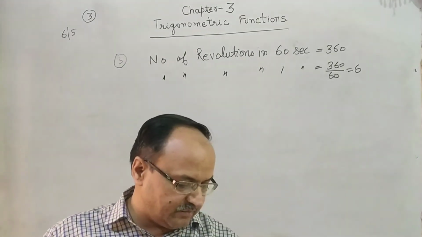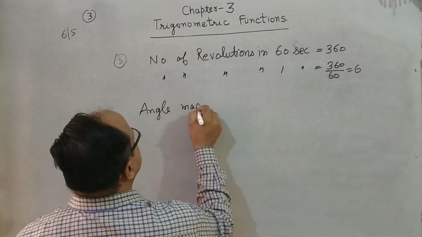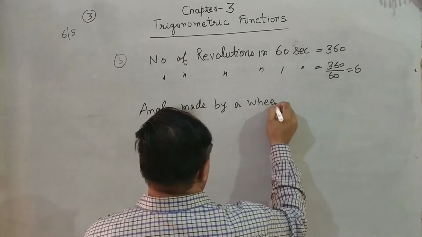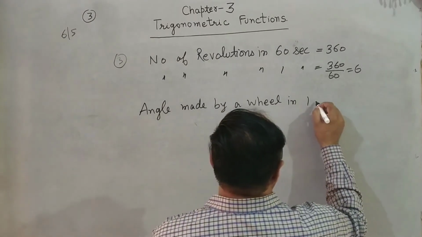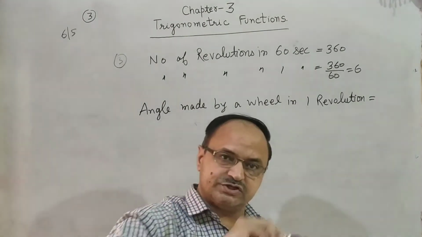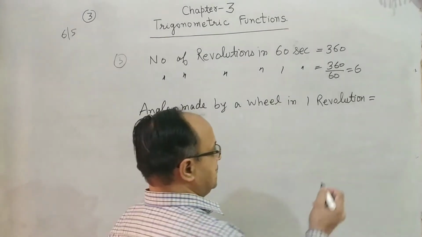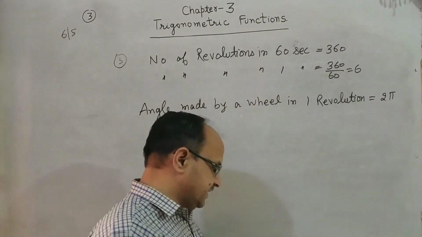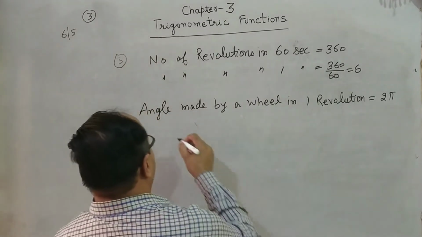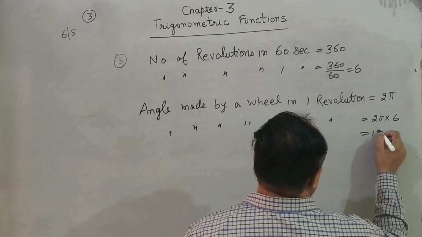Clear? Angle made by the wheel in 1 revolution. In 1 complete revolution, the angle is 360 degrees, and in radians, you know 360 degrees is 2 pi radians. The question asks how many radians it turns in 1 second. So the angle made by the wheel in 6 revolutions is 2 pi into 6, that is 12 pi, which is the answer.